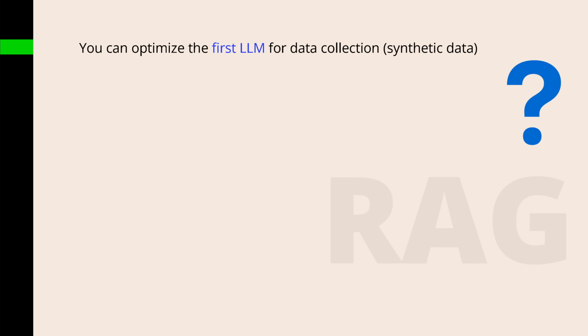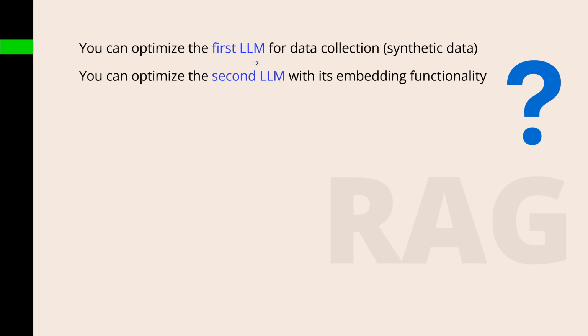Now, if you want to optimize the RAG, you have to ask yourself what element in the RAG system you want to optimize and how it depends on the other elements in the RAG system. For example, you can optimize the first LLM for the data collection. The very first step that I showed you, you don't do it manually, but we have an LLM that generates or selects the data, or even generates synthetic data for us. So maybe you optimize this LLM.